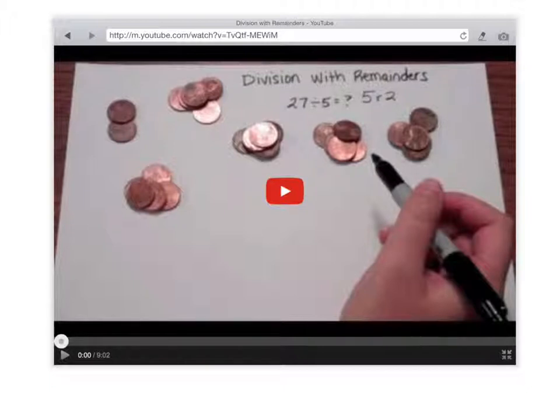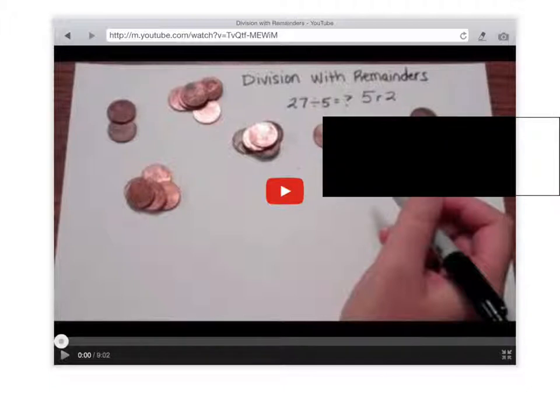Another way I can do division with remainders is by thinking about my multiplication facts. The way I would do this is to think, what times 5 equals as close to 27 as I can get, but doesn't go over 27? I know 5 times 5 is 25. I know 5 times 6 is 30. That would be too much. So it must be 5 times 5.